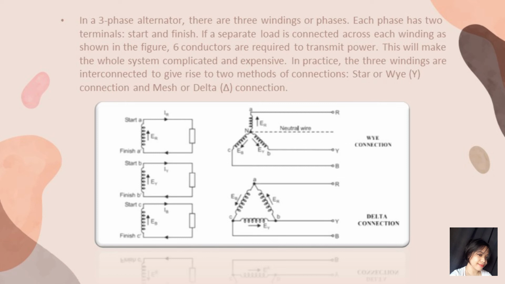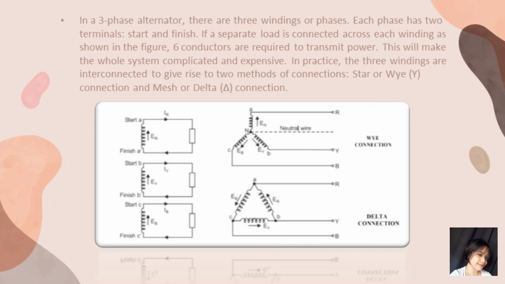In a Y connection, a common end joins A prime, B prime, and C prime of the windings. Three end lines A, B, C are connected to the junction points RYB. The common point is called the neutral point or end. If the neutral conductor is used, the system is called a three-phase four-wire system. If there is no neutral conductor used, the system is called a three-phase three-wire system.